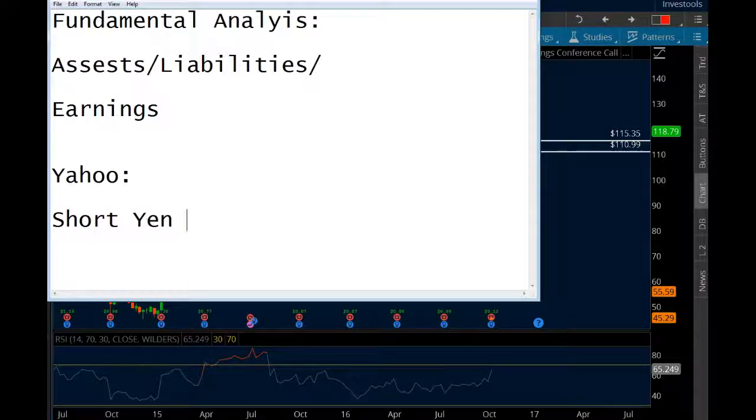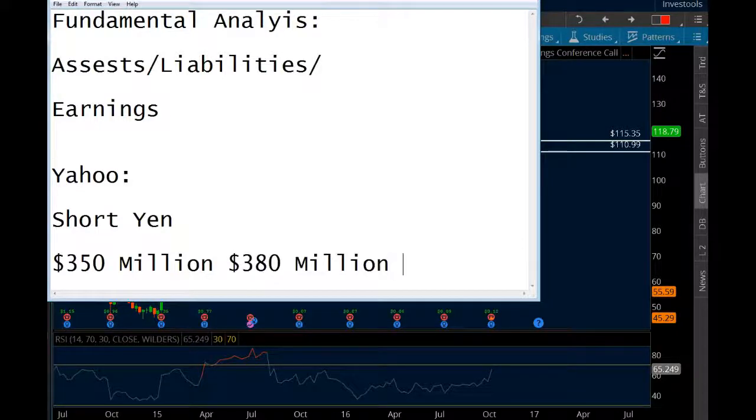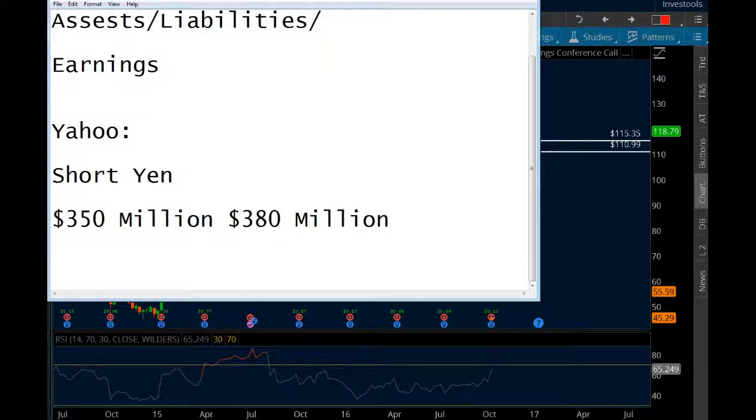Yahoo as a company owns cash on their balance sheet. There's nothing stopping Yahoo from becoming a mini hedge fund in itself. They can trade currencies. So Yahoo shorted the yen, and don't quote me, but it was about $350 million to $380 million in profit that they made. So this is a tech company, with email, Yahoo Finance, all these other items that they own. They made $350 or $380 million from shorting the yen this one quarter.